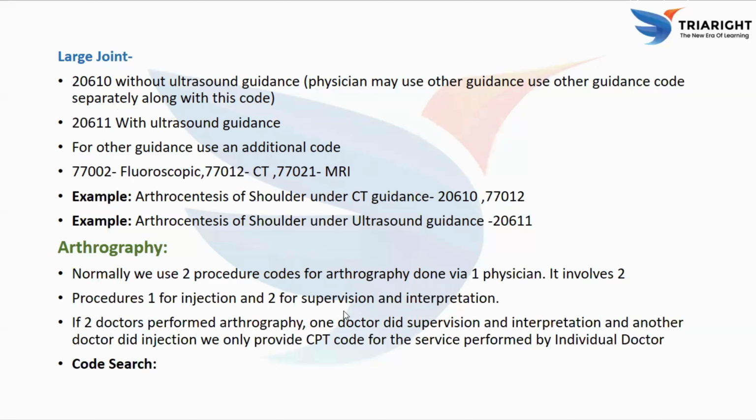And what are the other imaging guidance codes, the additional codes? If arthrocentesis is done using non-ultrasound guidance, and there are separate guidance codes, then give these add-on guidance codes. Fluoroscopy, the CPT code is 77002, for CT guidance 77012, and for MRI guidance 77021.